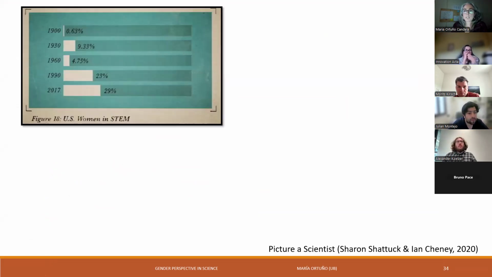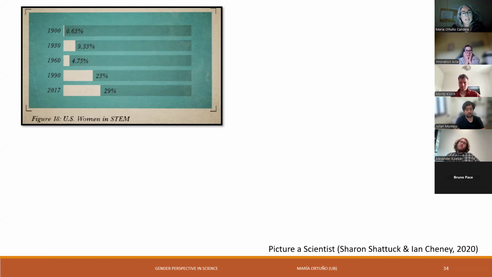So when we see these graphs that tell us the number of women in STEM disciplines, science, technology, engineering, and mathematics, we've been growing. The percentage of women has been growing, but it's amazing that since the late 90s, the number is stuck. We don't get this 50% that should be the representation of society.